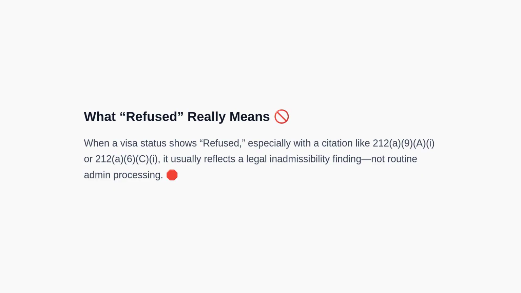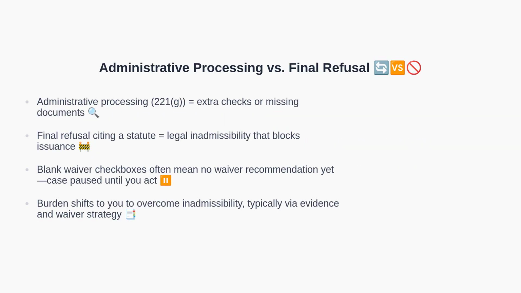This distinction is crucial. Let's compare. Administrative processing under 221G typically means the consulate needs more documents or must complete background checks. By contrast, a final refusal that cites an inadmissibility statute indicates a legal barrier to issuance. If the refusal letter leaves waiver checkboxes blank, it often means no waiver has been recommended and the case is effectively paused.